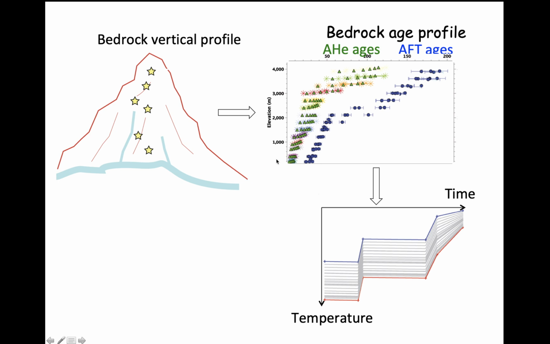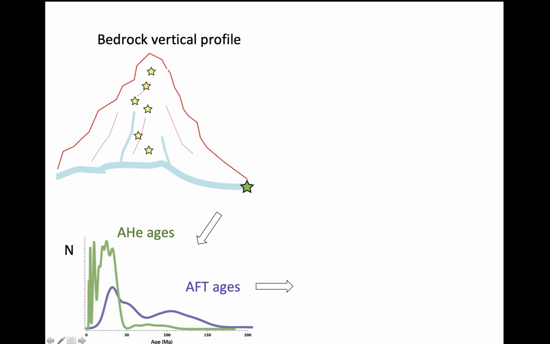And the idea of this detrital approach is if we have a sample here at the outlet of a catchment that's sampled somehow, this vertical profile, and we can get a spectrum of detrital ages in our sample of fission track and helium or both, and we can use other methods too in principle.